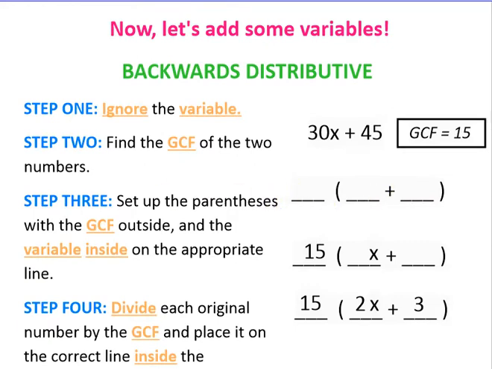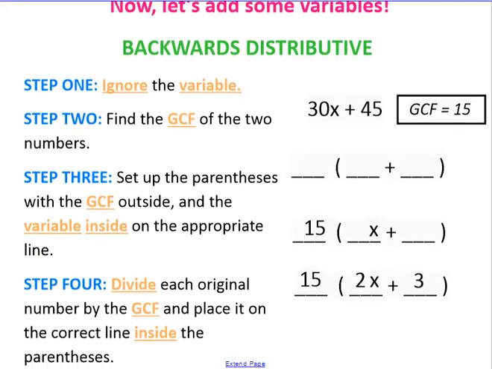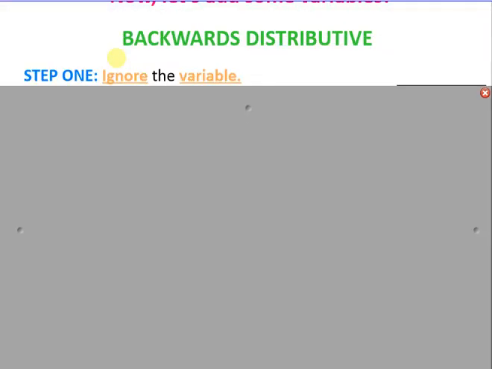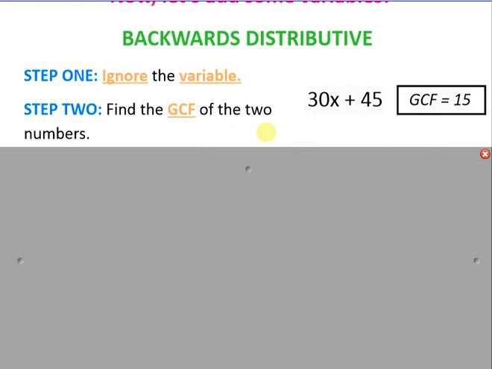All right, let's look at what backwards distributive property looks like. It's very, very similar. So step 1 is you're going to ignore the variable. Very important. Forget that the variable is even there. Step 2, do what you normally do and find the GCF of the two numbers.